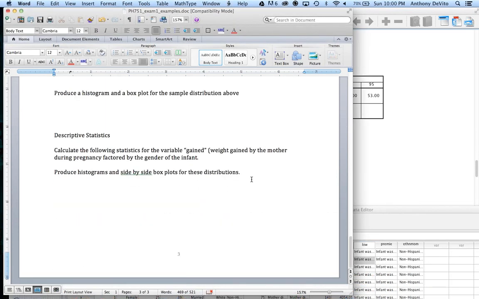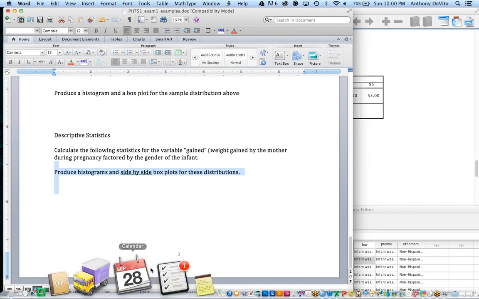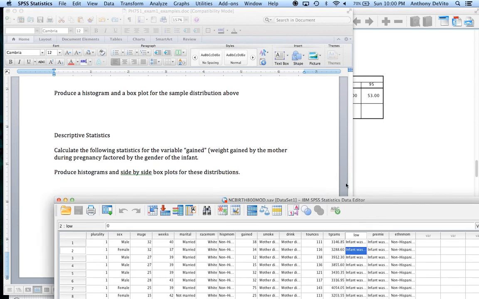Okay, look at the last part of this, which was descriptive statistics. This time, calculate the statistics for variable gain, the same variable that we were talking about, except let's look at the weight gained by the mother factored by the gender of the infant. In other words, do mothers that have male babies gain more weight than mothers who have female babies? And also produce histograms and side-by-side box plots. Well, again, SPSS is going to help us out on that, and we're going to go through the same process. We already have the file open.